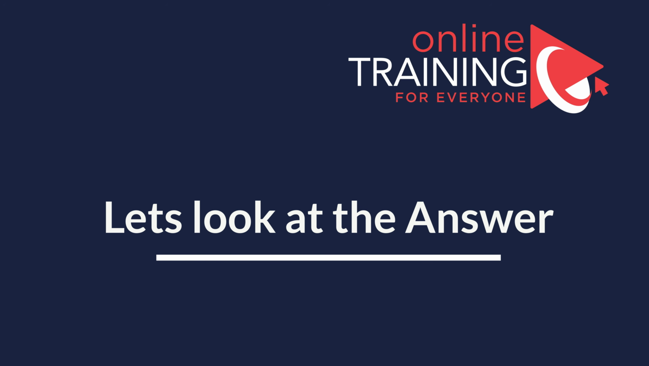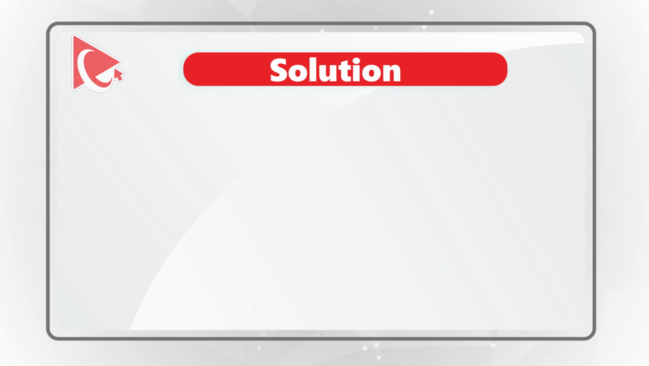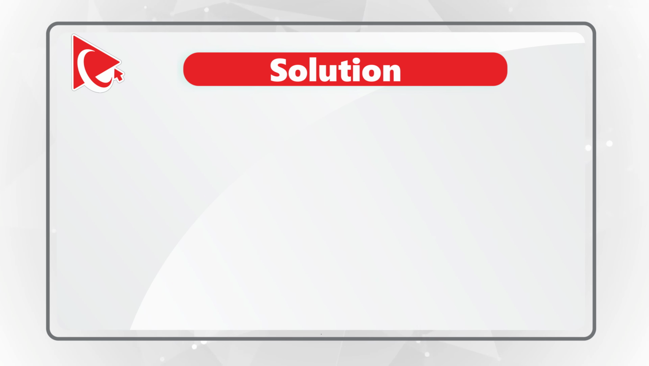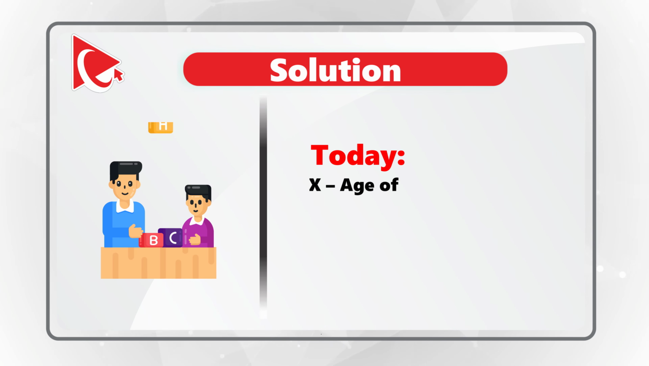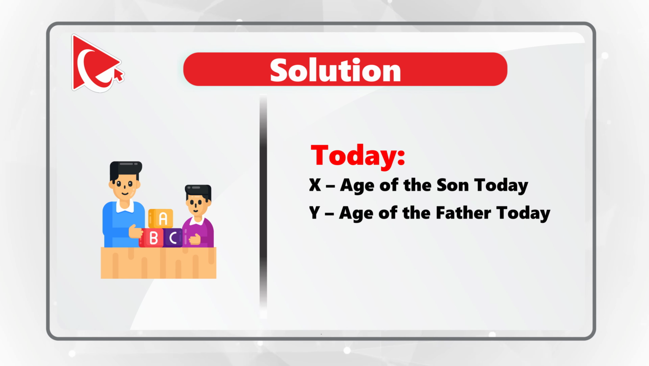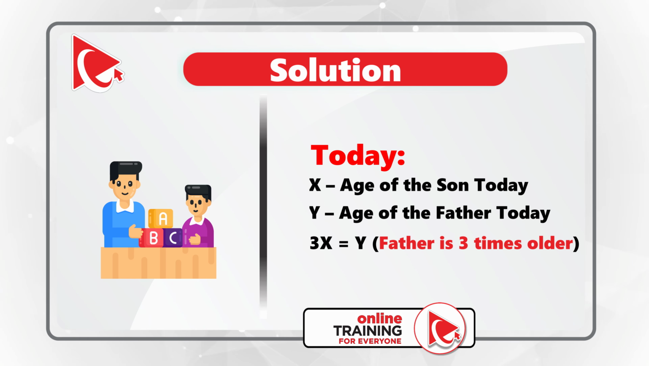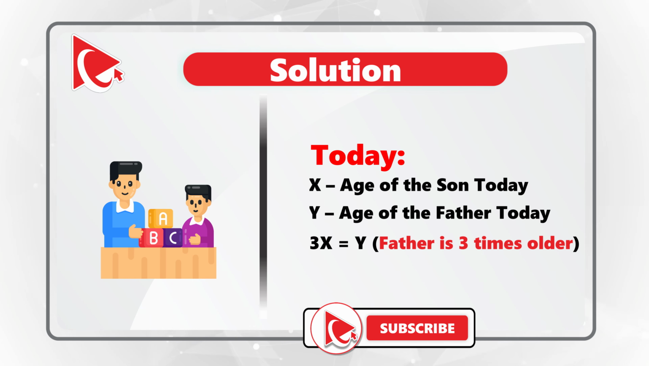One of the ways to solve this problem is to take a number from the choices and see if it will work mathematically. But instead of doing that, we're going to build the expression and calculate the father's present age. In the first step, we're going to introduce 2 variables. Variable x will represent the age of the son today, and variable y will represent the father's age today. So our first formula is 3x equals y, which indicates that today the father is 3 times older than his son.